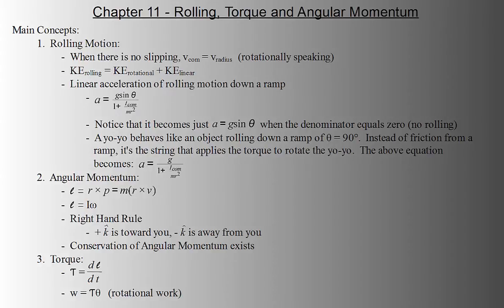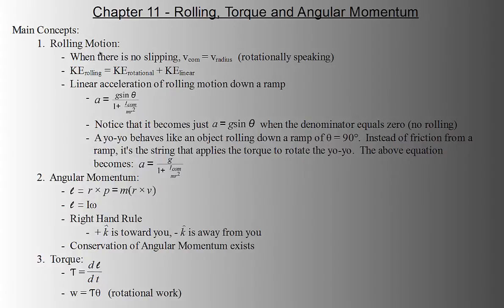Alright, so like chapter 10, chapter 11 rehashes some linear things in a rotational sense, but this chapter brings in a couple of sort of new things that we definitely want to talk about. The name of this chapter is Rolling, Torque, and Angular Momentum, and you can see the main concepts are split up amongst those three topics, although I reversed torque and angular momentum just so that when I define torque as the derivative of angular momentum, you've already seen it here.